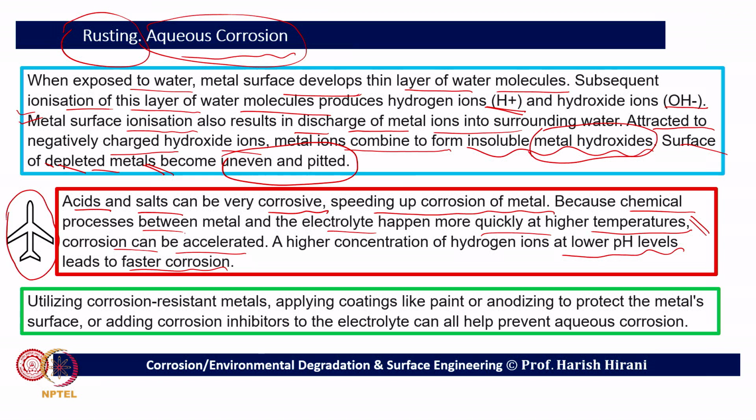Now, that is why, with the green color, we say utilizing corrosion resistant metal, applying coatings, which we have already discussed, like a physical barrier such as paint, or anodizing the material to protect the metal surface, or some sort of corrosion inhibitor, which we use mostly in grease or lubricant. It will really help to prevent aqueous corrosion, reduce rusting, and increase the life. So, this is what we want to explain.